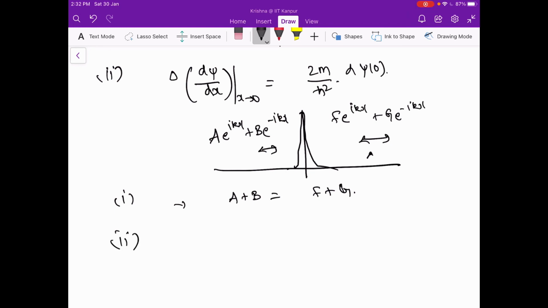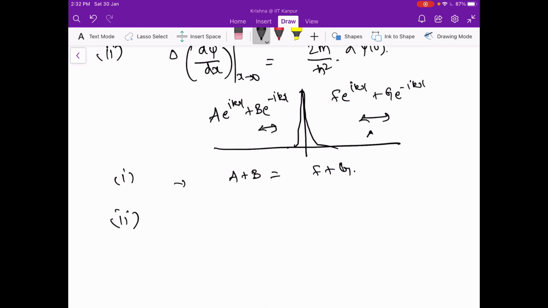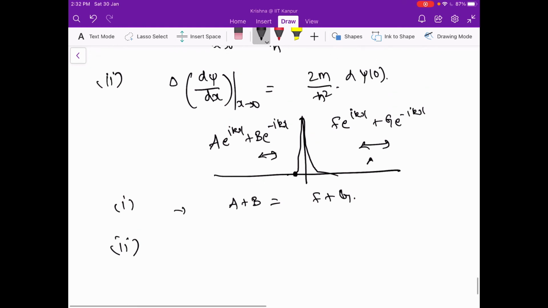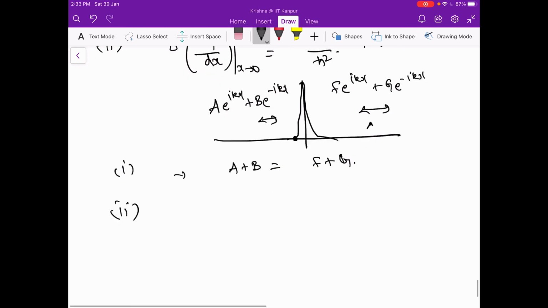And the second boundary condition: if we differentiate this and put x to 0, the delta is the change here, at x equal to 0. So what's the change? The right-hand side value is f into the differential of this, which is ik.